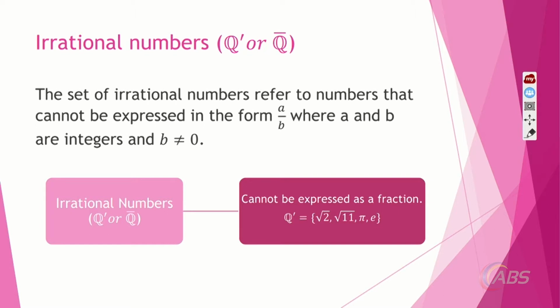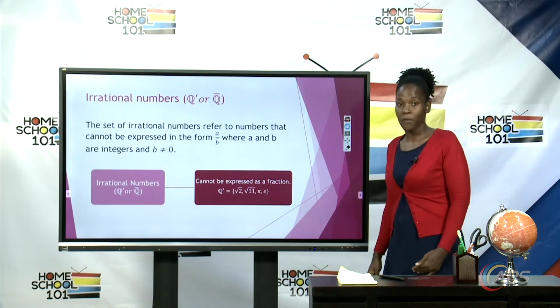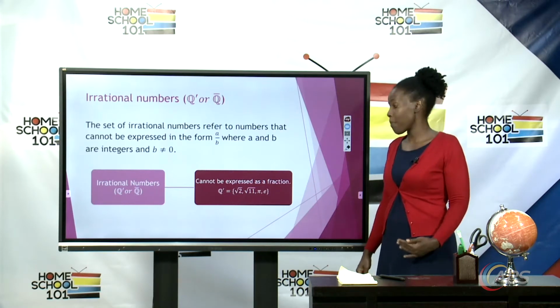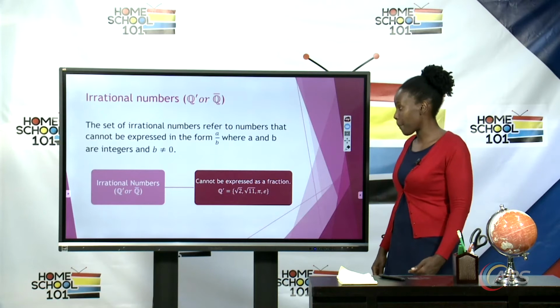So if we look at the irrational numbers here, what we would see is the square root of 2, the square root of 11. Essentially, the set of irrational numbers would be the square root of our prime numbers. Once we're finding the square root of a prime number, that would be irrational. In addition, another example of irrational numbers would be pi and e, which refers to Euler's number.